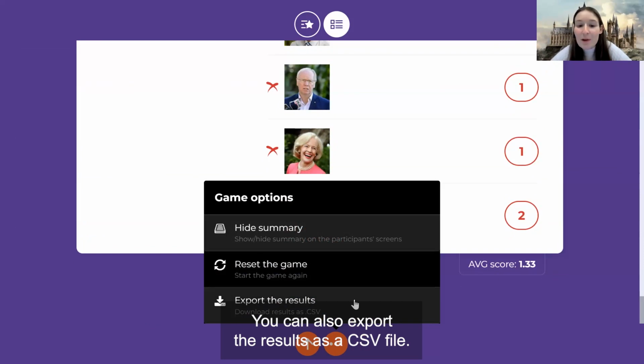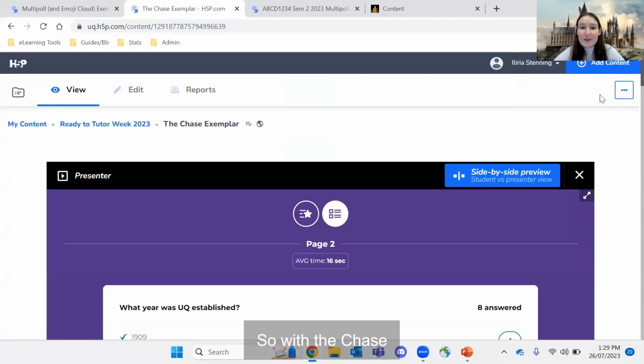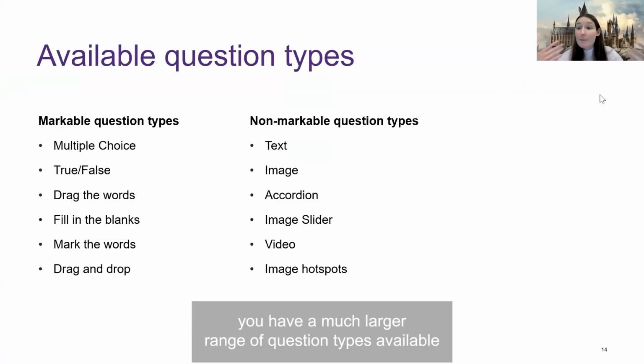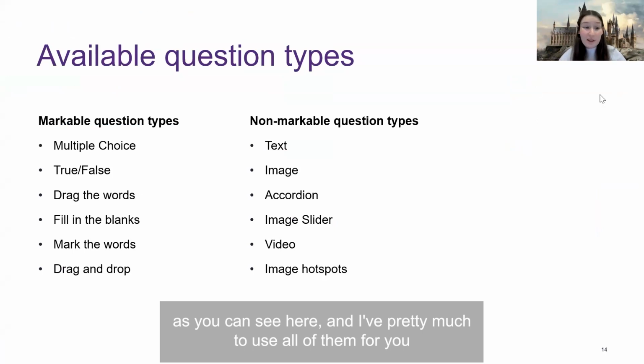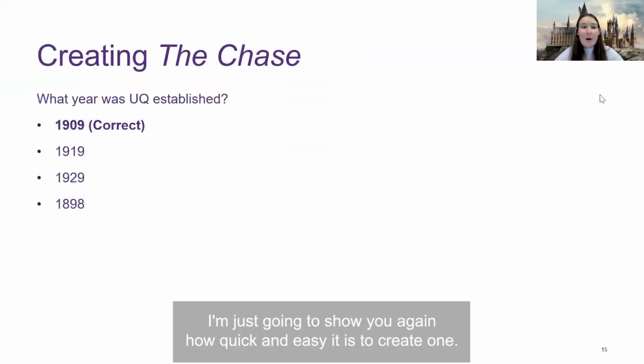You can also export the results as a CSV file. So with the Chase, you have a much larger range of question types available, as you can see here. And I've pretty much used all of them for you as an example in the Chase, just so you can kind of see what's available. I'm just going to show you again how quick and easy it is to create one.